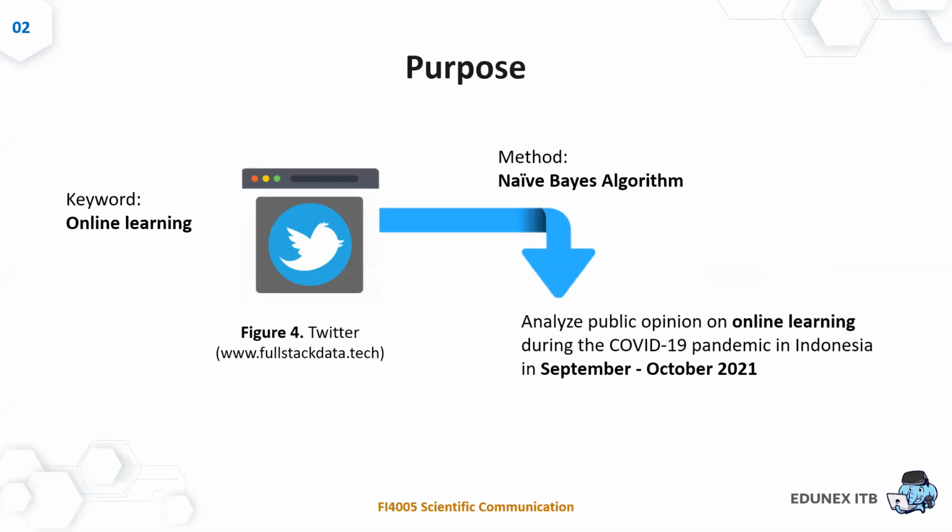This study aims to analyze public opinion on online learning during the COVID-19 pandemic in Indonesia from September until October 2021. This study used the keywords online learning, school, and lecture, filtered by the keyword online learning, on tweets in Indonesian, which were pulled from Twitter and processed using the naive Bayes algorithm to generate sentiment analysis on the acceptance of online learning.